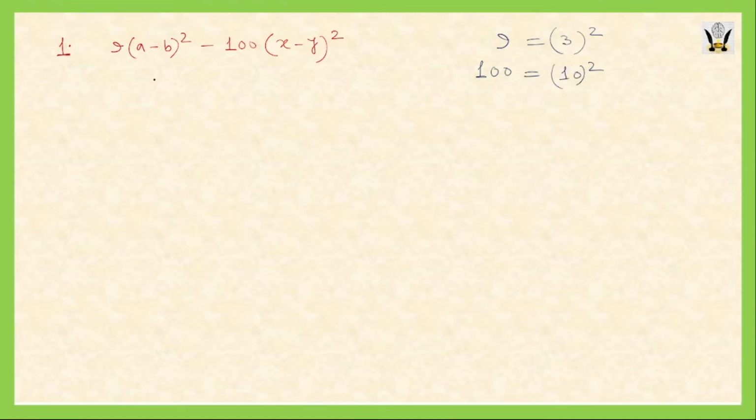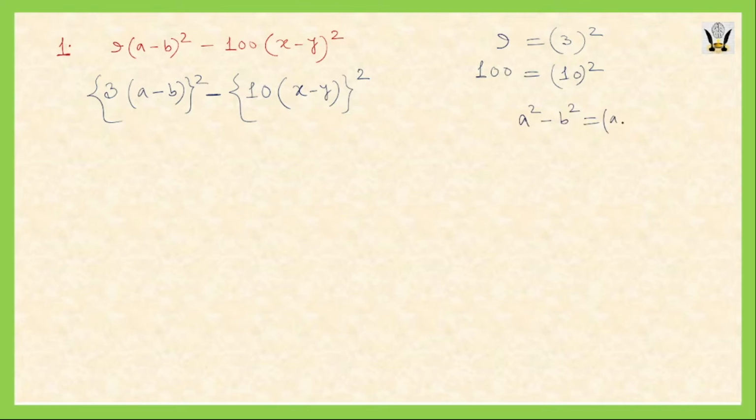So this term can be represented as 3, then a minus b, and then whole square. So 3 square means 9, and a minus b whole square was already given in this algebraic expression. The second term can be represented as 10, then x minus y whole square. Now what comes to mind is that this resembles an identity we have already learned: a square minus b square equals a plus b multiplied by a minus b. That can be represented as the multiplication of two binomials or two factors.